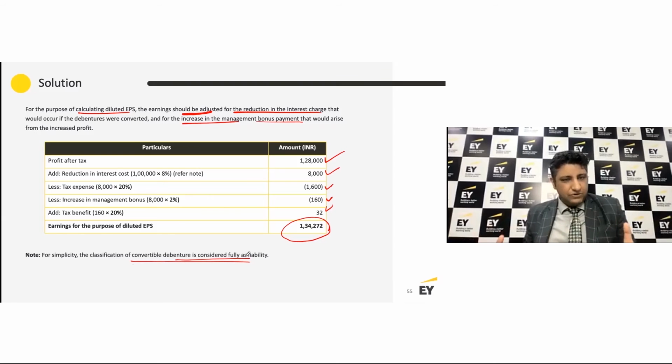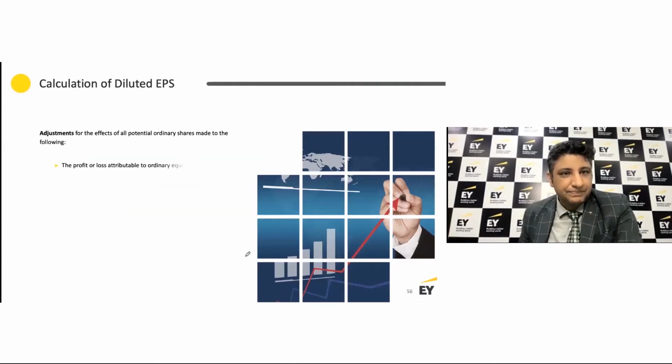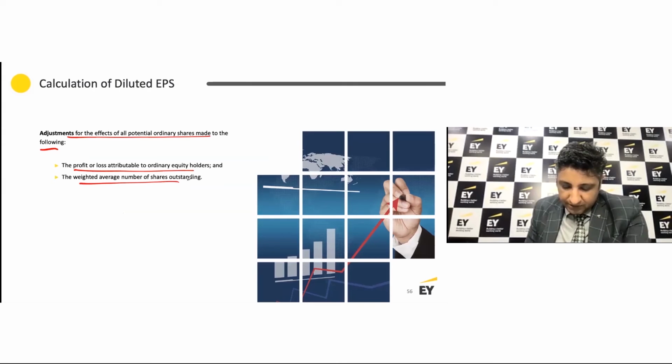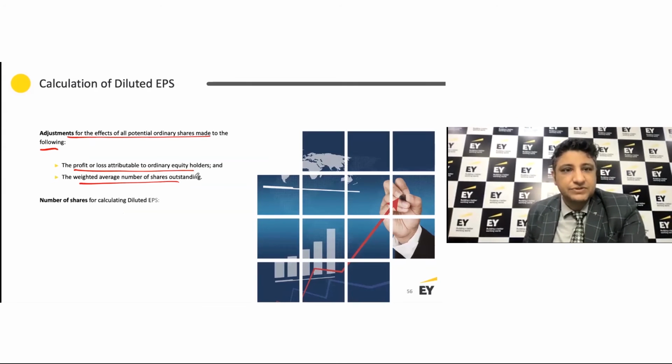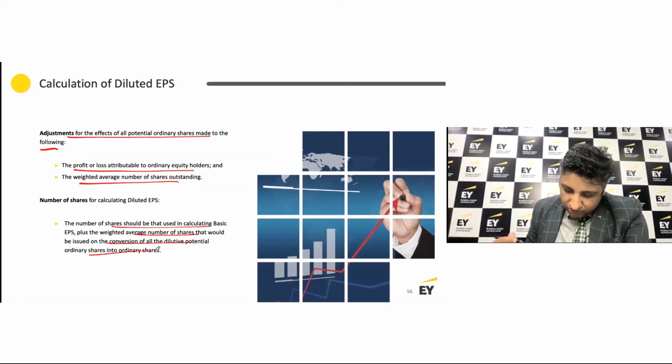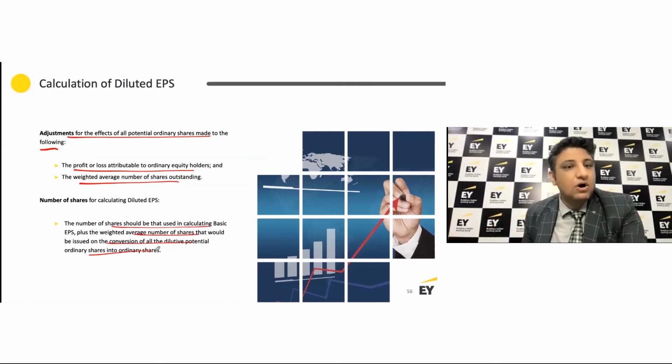It's a very simple scenario given, and there's no other information available in the question also. So that's the way we have moved ahead. We have discussed this again. Importantly, adjustments for the effects of all potential shares are to be made with respect to the profit or loss, and of course, the weighted average number of shares outstanding. And that is where you start looking at your original number of shares, and you would also add the additional number of shares because of those potential shares becoming ordinary shares.